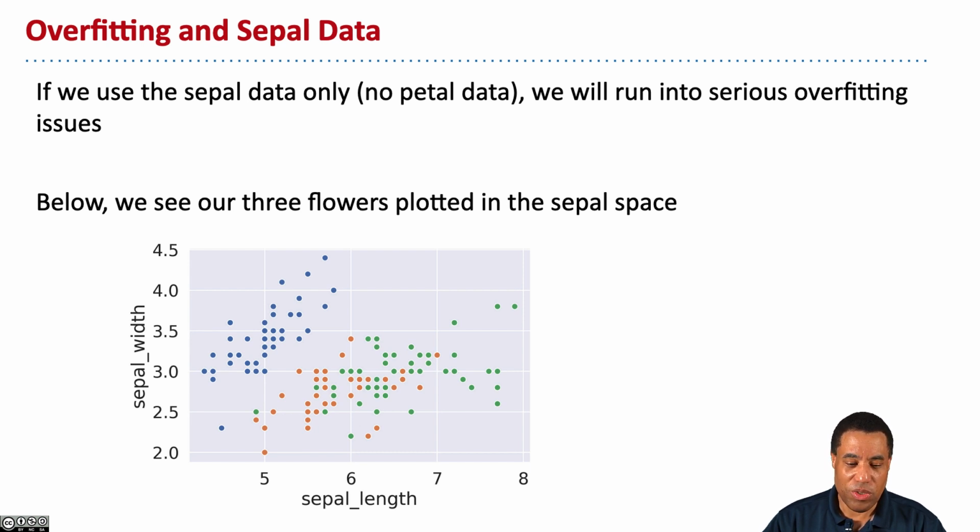And what do you notice when you look at that? Well, the first thing you notice is that there's a tremendous overlap between the green and orange dots. And that should give you cause to stop and wonder, is this going to be a good set of features to use to differentiate the 3 flowers? The blue dots are relatively separated away, but the orange and green are not.